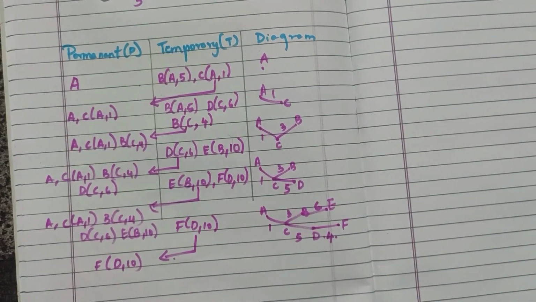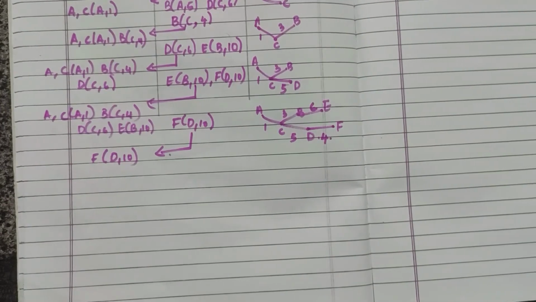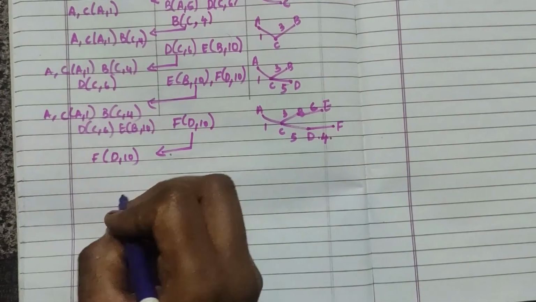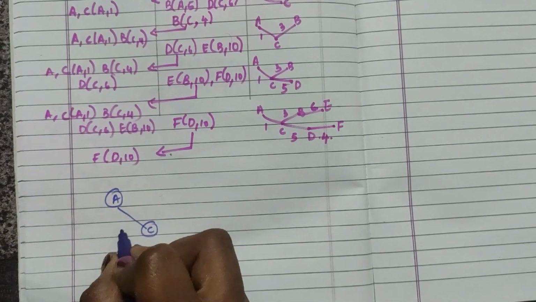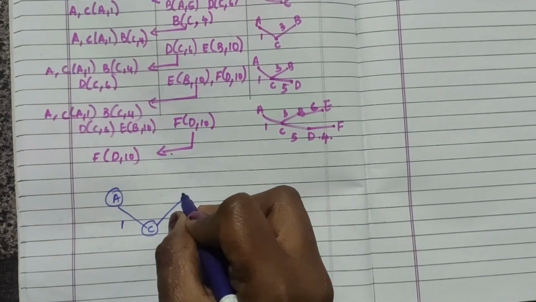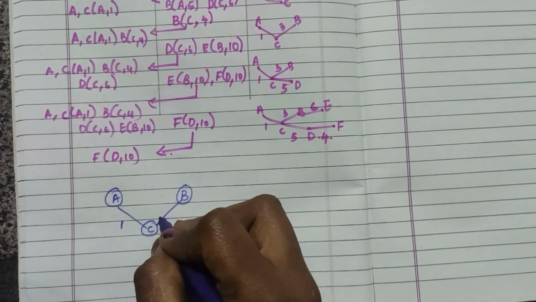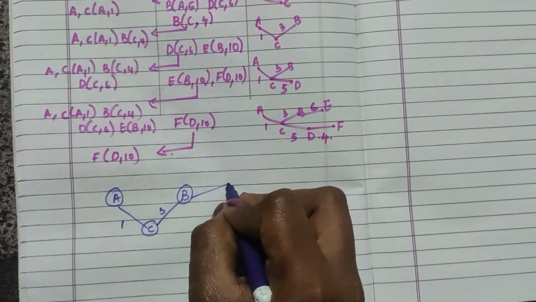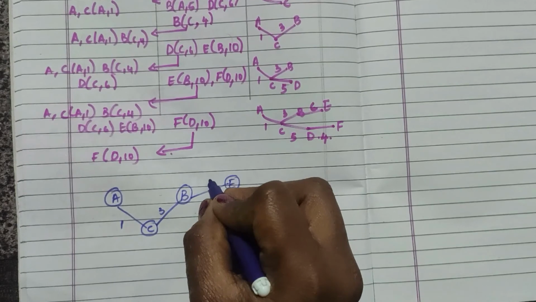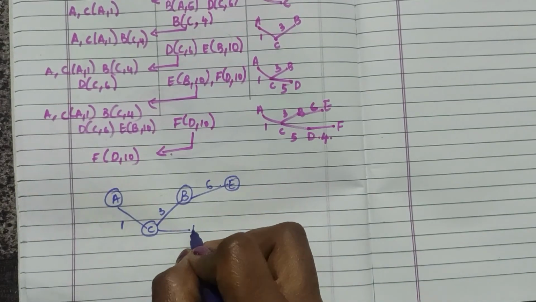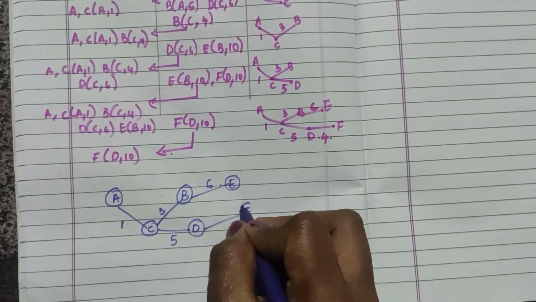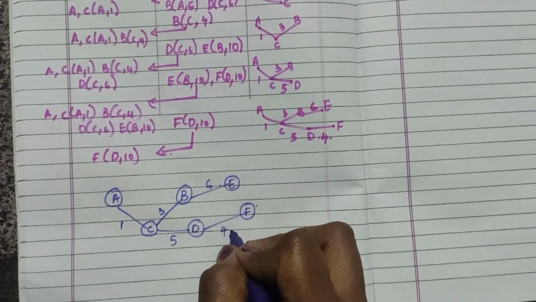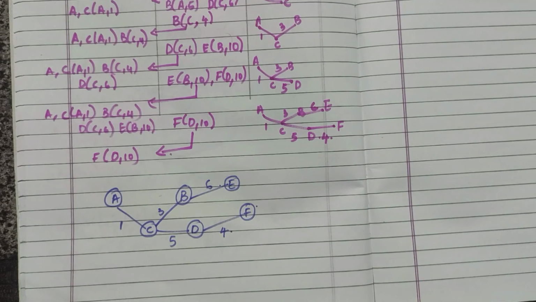So let's draw the diagram. From node A reaching all other nodes, the shortest path: C with cost 1. Now from C it goes to B with 3, from B to E with cost 6, and from C it moves to D with 5, and from D it moves on to F with 4. So this is how you find the shortest path from node A to reach all other nodes.